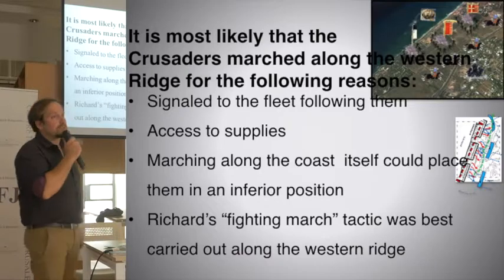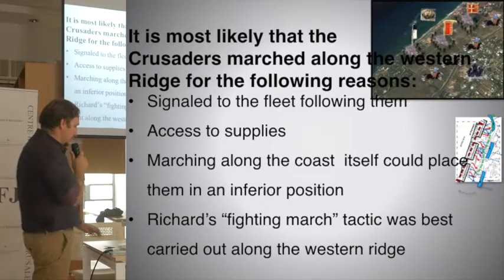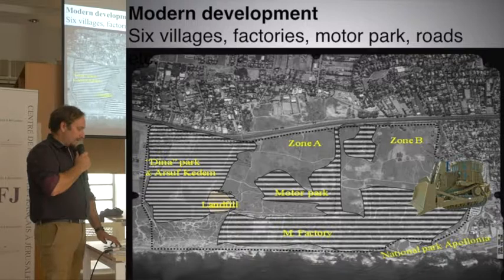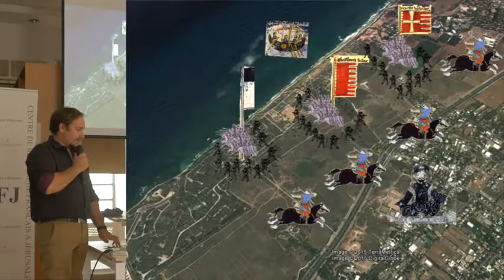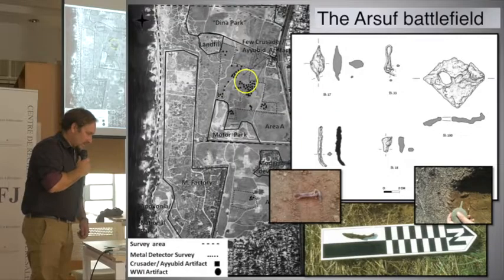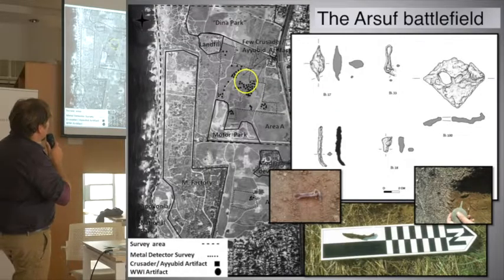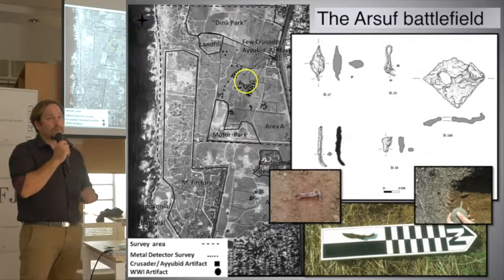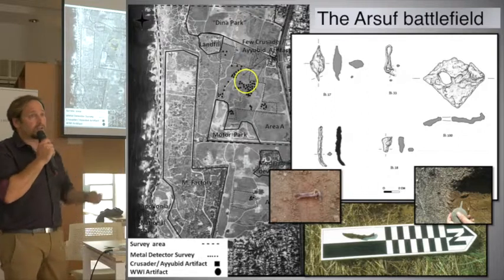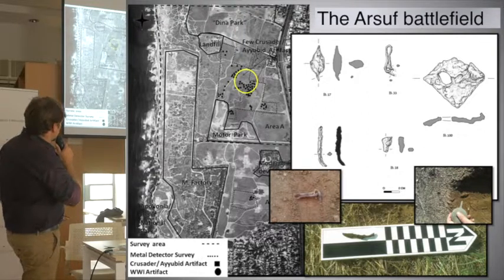But the oak forest was gone. It was completely gone before the Great War. So the question was, where was the battlefield and where was the oak forest, which is a relic forest, now gone? And this is how it worked.